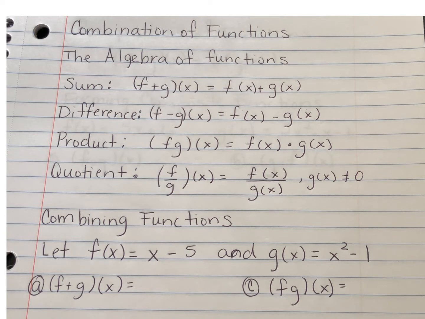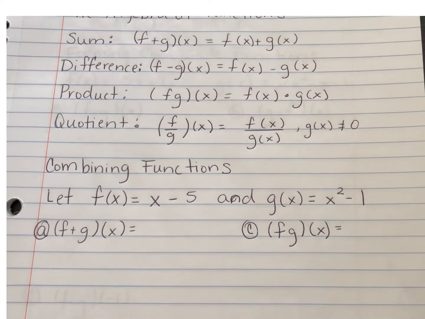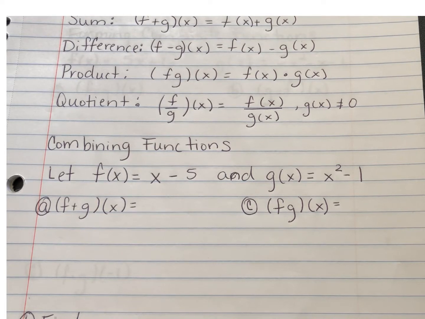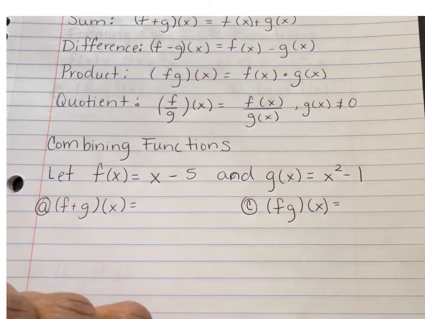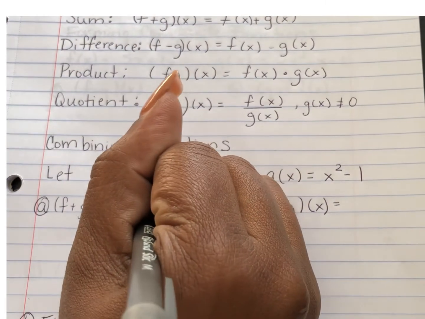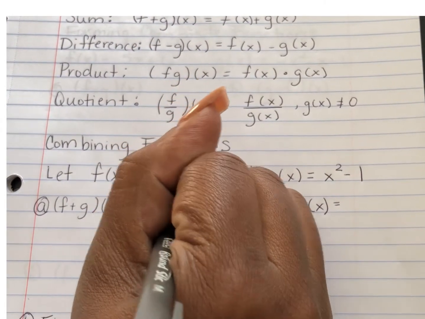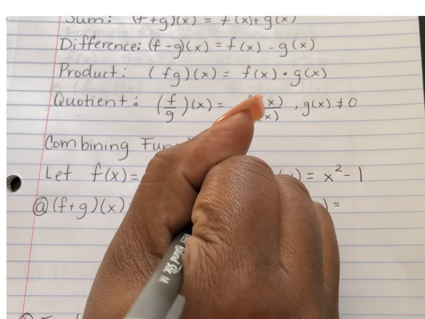So we're going to take a look at the two functions given below, where f of x is equal to x minus 5 and g of x equals x squared minus 1. And we're going to combine the two functions. First, we are going to begin with addition. So f plus g of x is the same as f of x plus g of x.